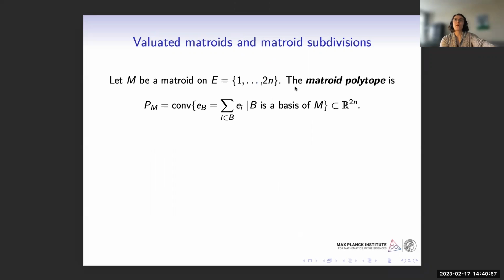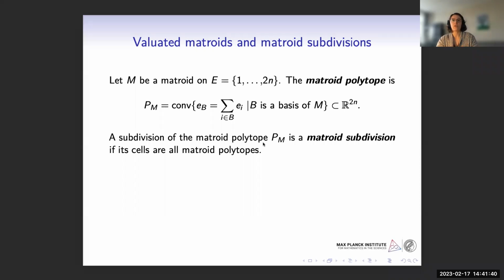Okay, so to be formal, I give you a definition of a matroid polytope. So you have your matroid on the ground set 2n. Then the matroid polytope is the convex hull of the sums of standard basis vectors for each basis of the matroid. This lives in R to the power of 2n. However, it actually lives in a hyperplane there. So we can visualize this as a full dimensional polytope in R to the power of 2n minus 1. Like before, with this matroid on 4 elements, I visualized it as a 3-dimensional thing, even though actually it lives on a hyperplane in 4-dimensional space.